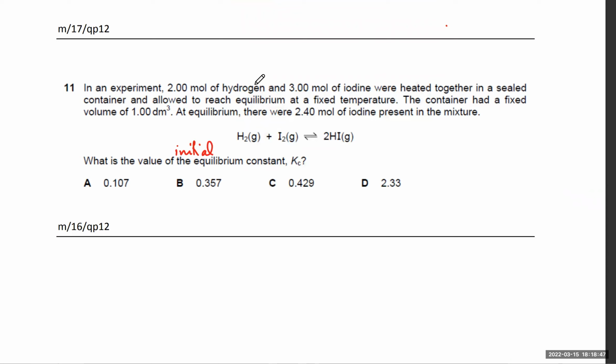उसने कहा कि 2 moles of H2, so इसके 2 moles है, and 3 moles of iodine. So this one has 3 moles, right? They are mixed together, so that means there is no HI initially, right? फिर वो इक्विलिब्रियम की आपको कुछ बताएगा कि जी इक्विलिब्रियम के ऊपर ना, it was allowed to reach equilibrium at a fixed temperature. The container had a fixed volume. At equilibrium, there were 2.4 moles of iodine. तो equilibrium पता लगा है, इसके moles तो पहले पता थे, अब equilibrium पता लगा है, it's got 2.4 moles, right?